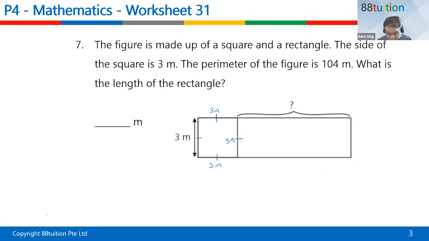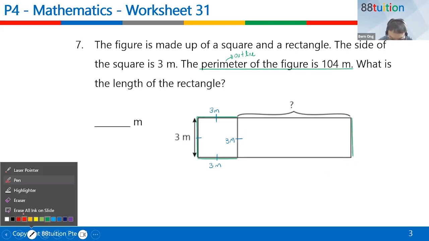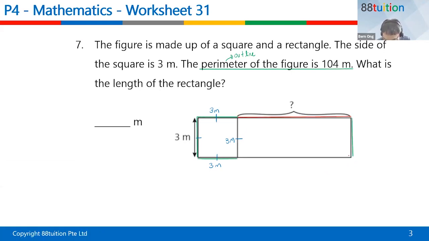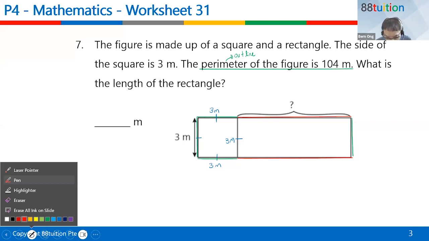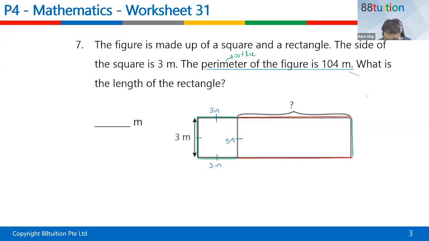Children, where is the perimeter? Perimeter means the outline, right? The outside, the outline, which means it is the green plus the green plus the green plus the green plus the red plus the red. That will give you 104. You must understand where your 104 is. Your 104 is the green plus the red plus the green plus the green plus the green plus the red, so that it goes back one round.